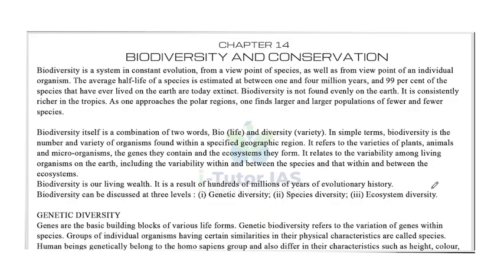Today, we are going to discuss Class 11 Geography NCERT Fundamentals of Physical Geography, Chapter 14 Biodiversity and Conservation. Let's start.